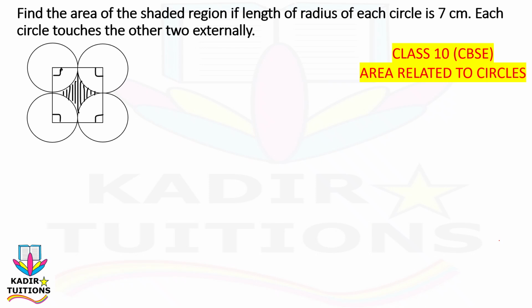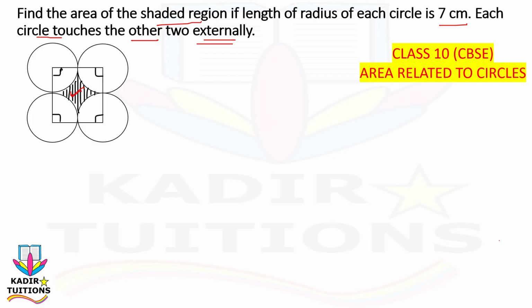Hello everyone, in this video we are going to see a problem that belongs to the area related to circles of class 10. Let's look into the question. Find the area of the shaded region if the length of each radius, that means the radius of each circle, is 7 centimeter, and also each circle touches the other two circles externally. So we are supposed to find this shaded region area, right?